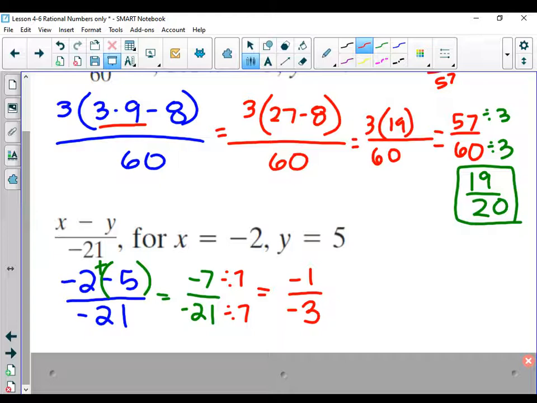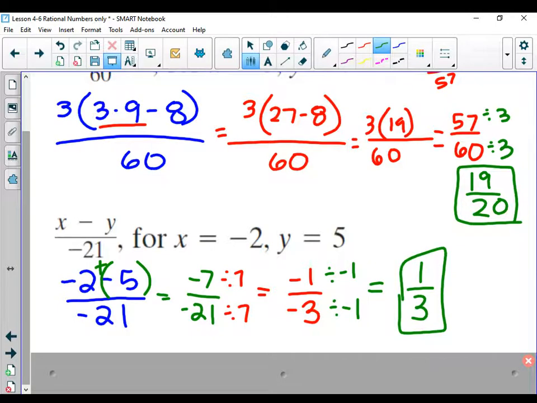If both the top and the bottom are negative, your problem is not done because they need to have a 1 in common to be done. But here we have a negative 1 in common. Negative divided by a negative, positive. That's going to happen a couple times.